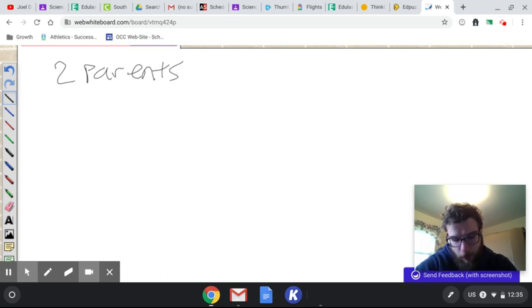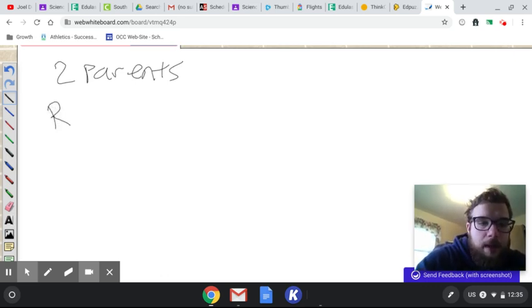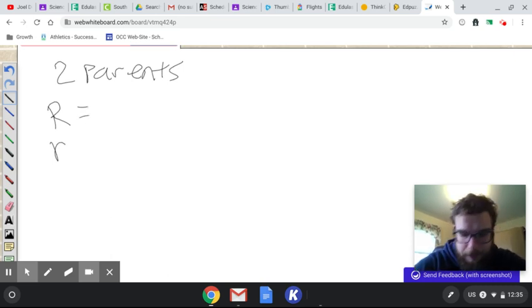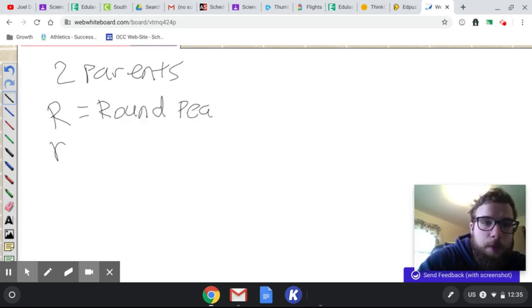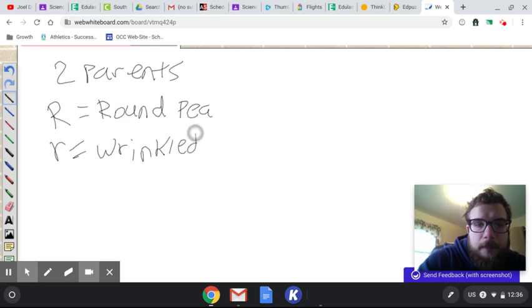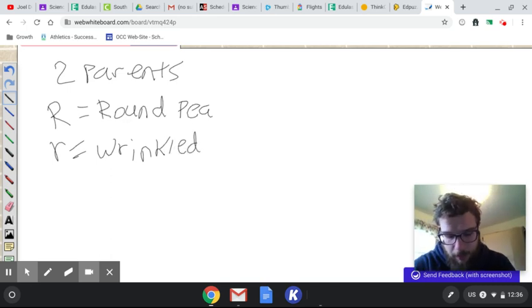If you look at 341, there's a key in the top left that tells us what each of our alleles mean. So we've got a big R and we've got a little r. Now if you look, it says big R is round pea, and then little r is wrinkled pea. It's not quite as easy as writing on paper, but it'll do.